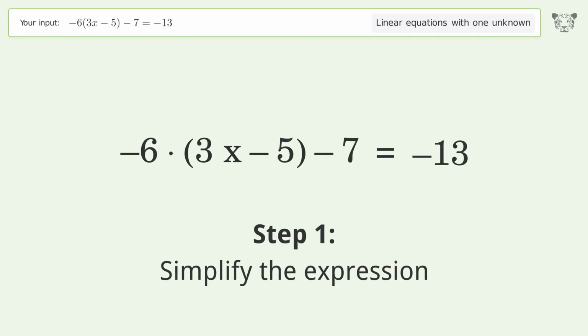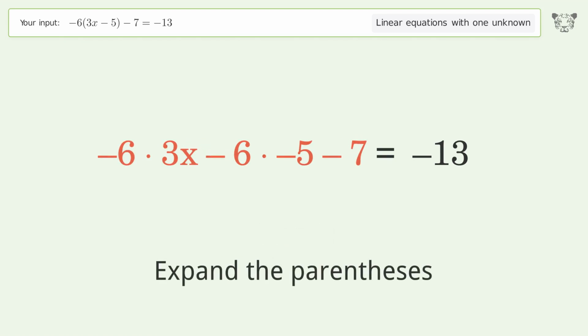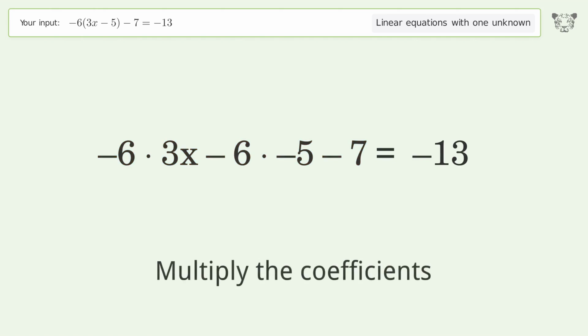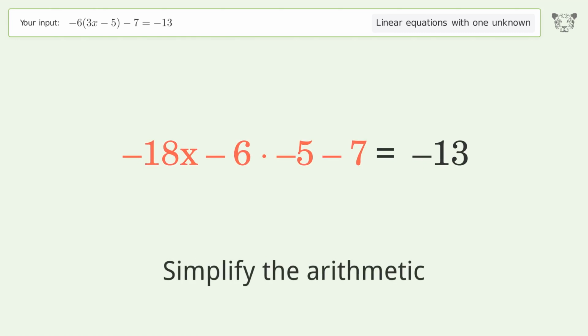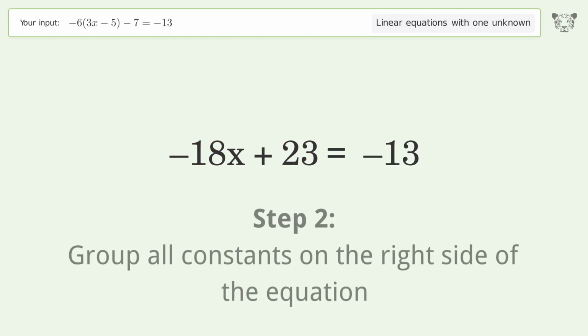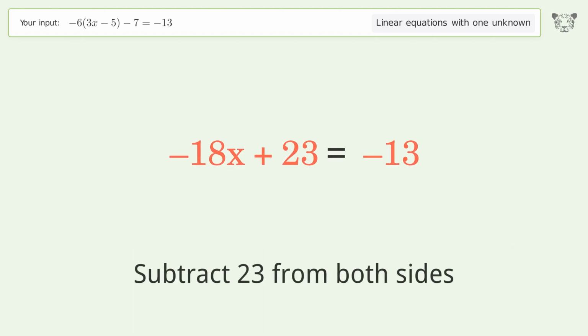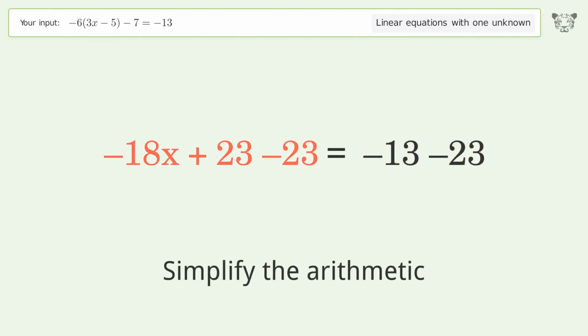Simplify the expression. Expand the parentheses. Multiply the coefficients. Simplify the arithmetic. Group all constants on the right side of the equation. Subtract 23 from both sides. Simplify the arithmetic.